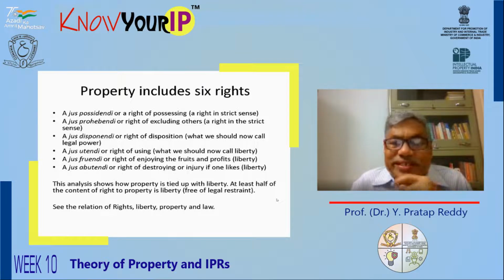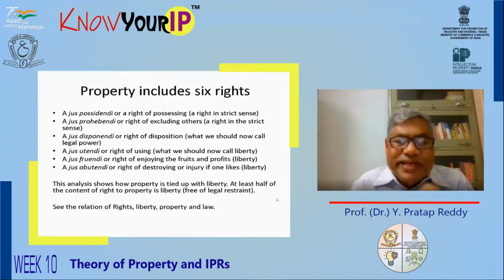So, jus possidendi, that is the right of possessing. It is a right in the strict sense of the term. That is the right of possession. Without possession, what is the use of the property? It is one important attribute of property. The theories also subscribe to the view that possession is the basis for ownership. Possession has been the foundation for generating ownership.